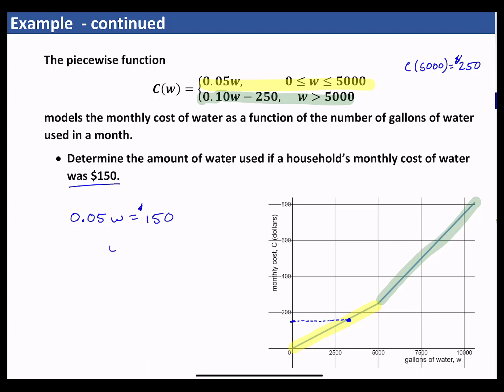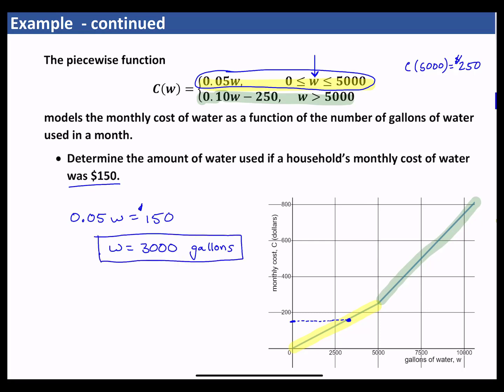All right, so if we solve for W, we find that W would equal 3,000 gallons of water, and we can just check: the first piece, 5 cents per gallon, is valid when the water usage is between 0 and 5,000 gallons. And the answer we came up with was 3,000 gallons, which is indeed between 0 and 5,000. So that confirms that we used the correct piece of this function to answer this question. In other words, it would cost $150 for a household that used 3,000 gallons of water in 1 month.